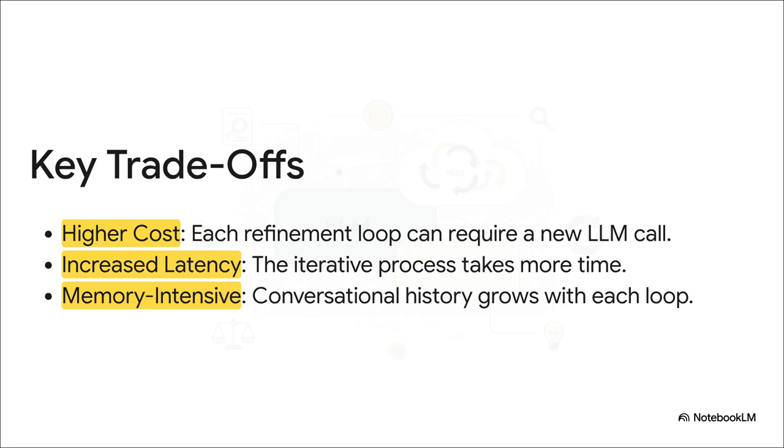And finally, it's a memory hog. With each loop, the context that you're sending back to the model gets bigger and bigger. It has the original prompt, the first draft, the critique, the second draft, you get the idea.